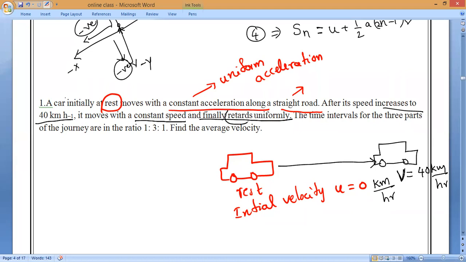What is the meaning of retards, guys? I said retards means what? Deceleration. The opposite of acceleration. Good, very good, Reddy.